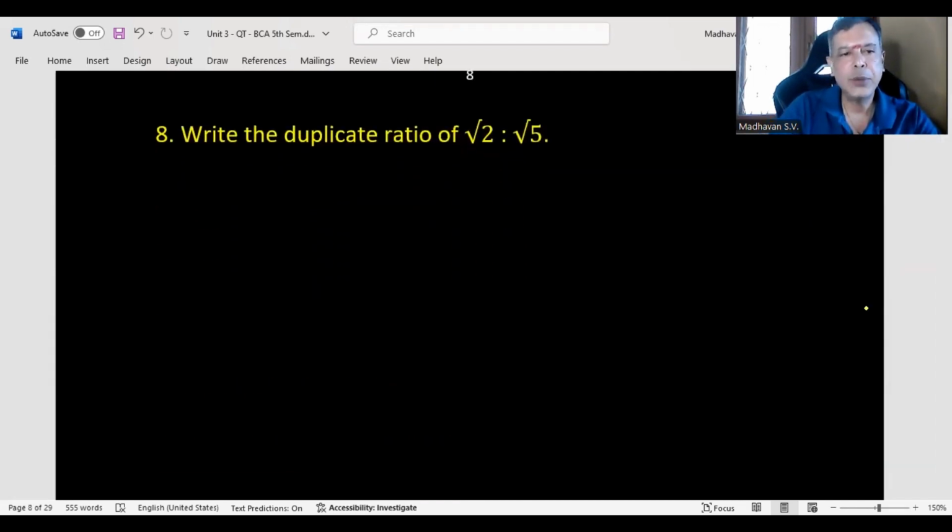Write the duplicate ratio. Duplicate ratio is obtained by squaring both the terms.